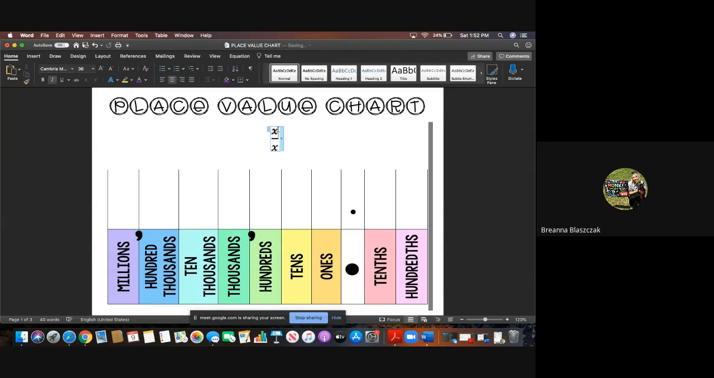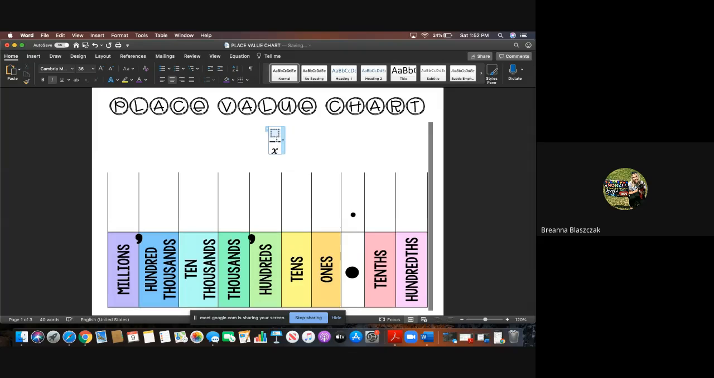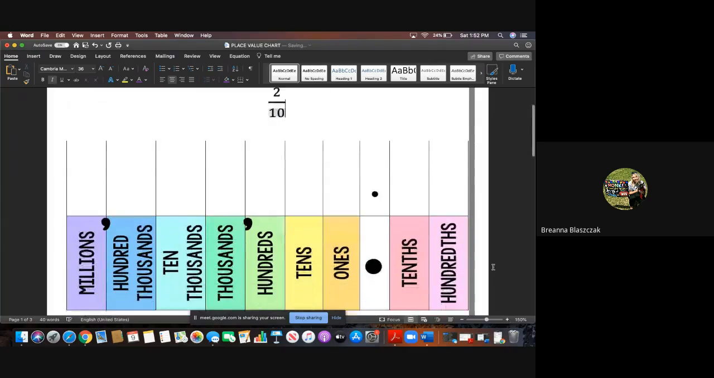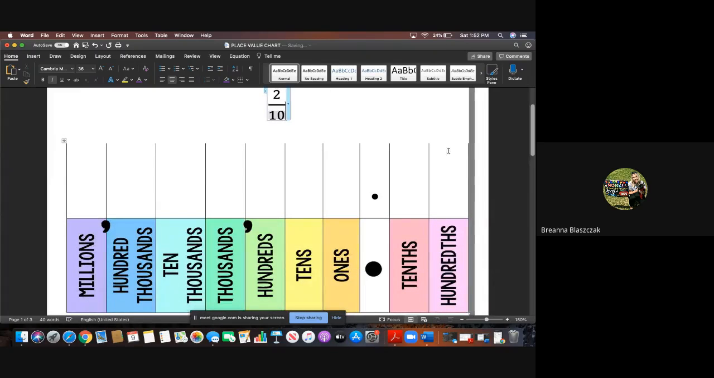When we are working with decimals, we want to have a fraction that has a denominator of 10 or 100, or a fraction that you could change and create an equivalent fraction that has a denominator of 10 or 100. So we're going to start with 2 tenths. I'll zoom in a little bit. All right, so when we're making decimals, it's really helpful to say the fraction out loud because it will help you input your decimal, your numbers to create a decimal.